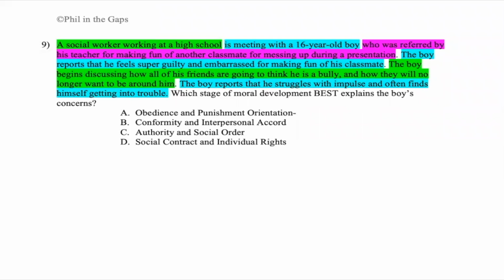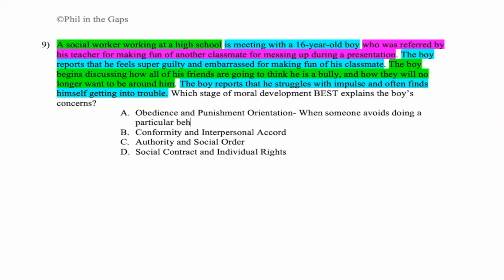A, obedience and punishment orientation is when someone avoids doing a particular behavior to avoid being punished. And the key emphasis here is when it's being punished by someone they admire or know. They're not being punished by society. It's by somebody that they admire and know.